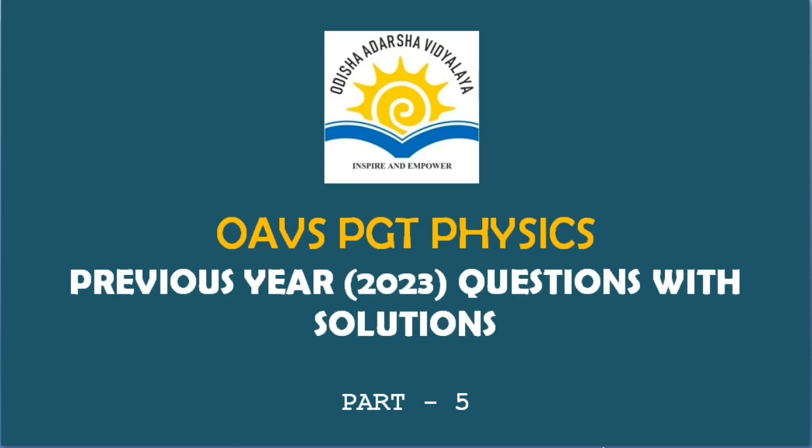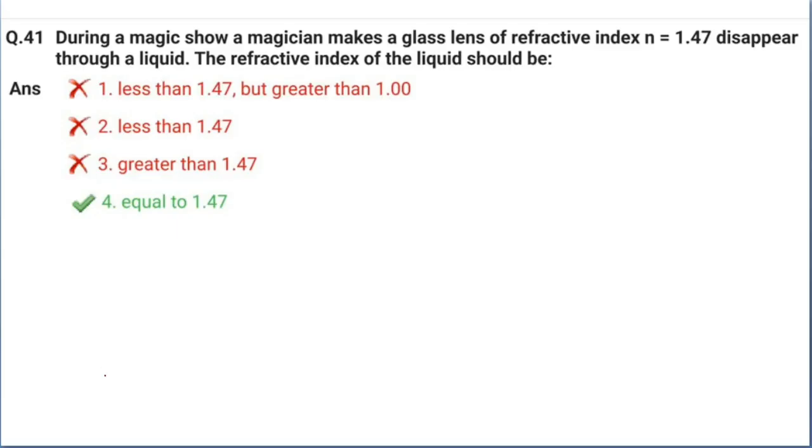Friends, this is part 5 of OAVS PGT Physics previous year 2023 questions with solutions. In the last video we completed question number 40, and in this video we will start from question number 41. Okay, let's start. Question number 41.